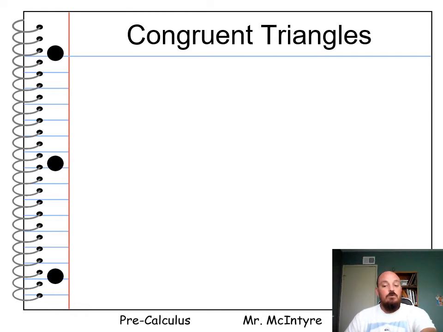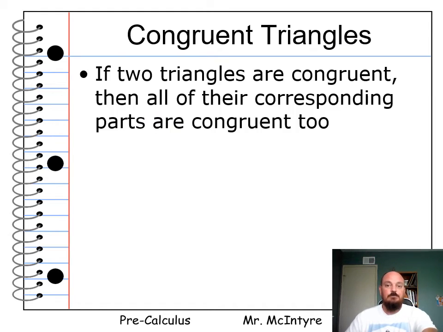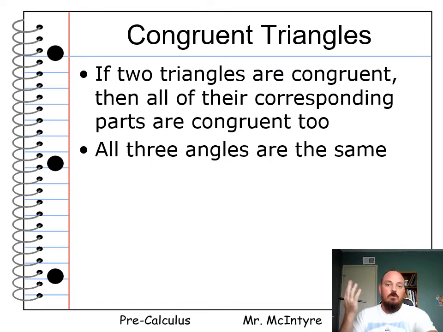All right, so now we get to congruent triangles, which is going to be one of our main focuses for a long time, actually. And I want you guys to realize, remember, congruent shapes mean exactly the same. So if two triangles are congruent, then every single one of their parts, corresponding parts, are also congruent or equal.